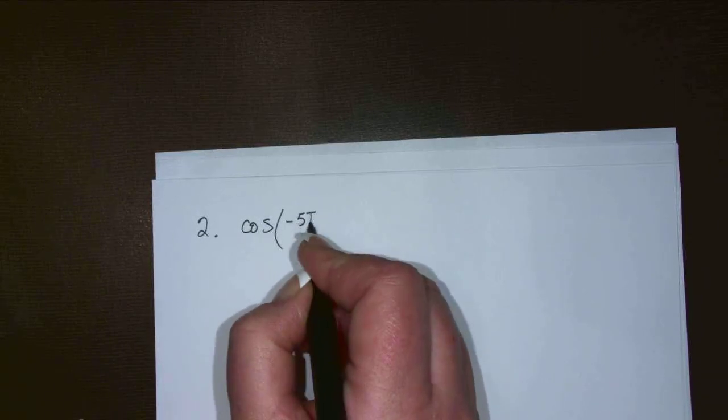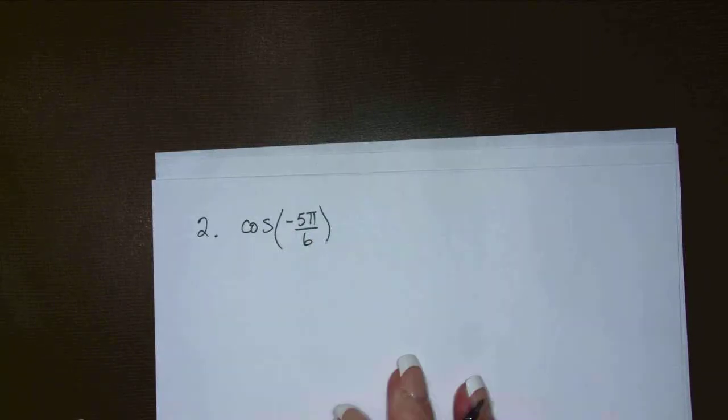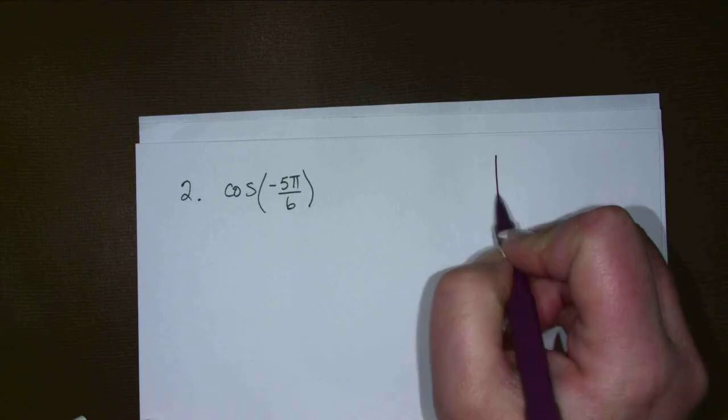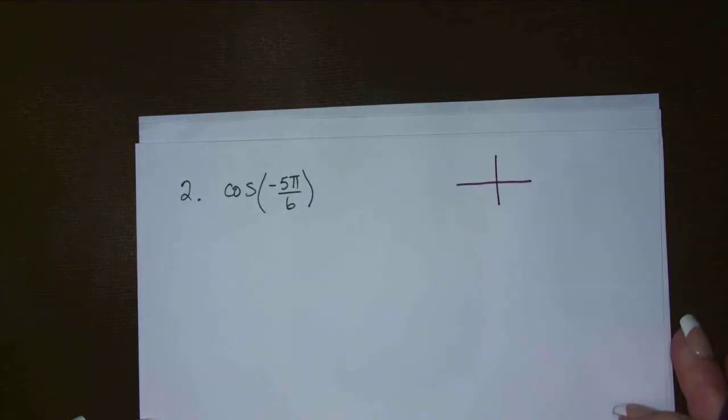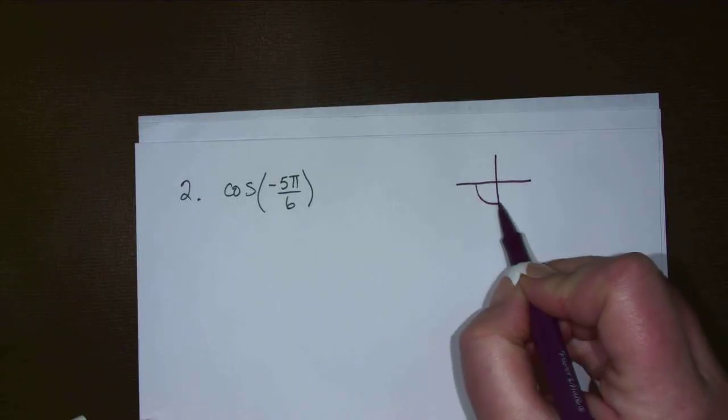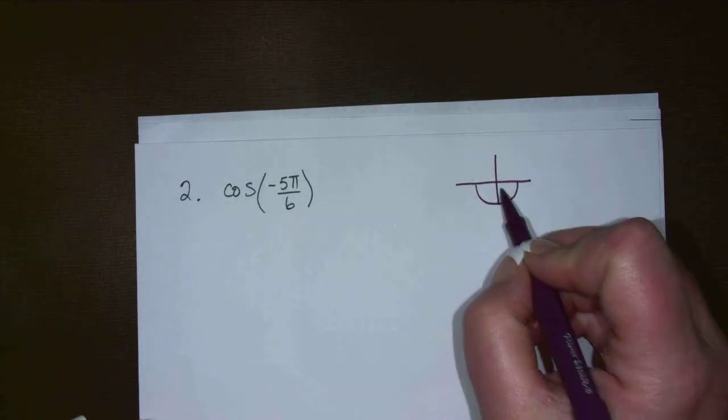Cos of negative 5 pi over 6. So our 5 steps look like this. Draw the angle. Now, how do we draw this one? Negative, so we have to go backwards. We're cutting the pie into how many pieces? 6 pieces.